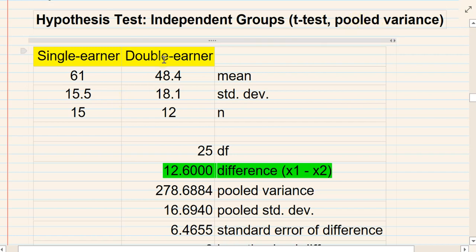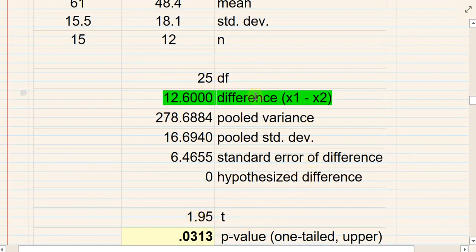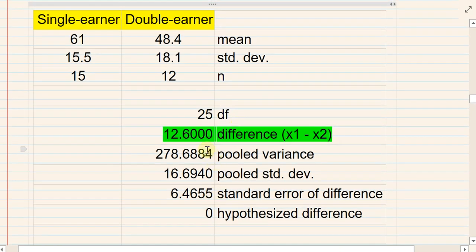So here's your single earner, double earner. This is, on the average, how much time they spend watching TV here, and how much they spend here. And the standard deviation, this information I put into MegaStat. And the rest of it, the lower part, is what MegaStat actually computed. Now, I just highlighted the important stuff for us. The difference of 61 minus 48, call it 49, is almost 13, or 12.6 to be more exact.